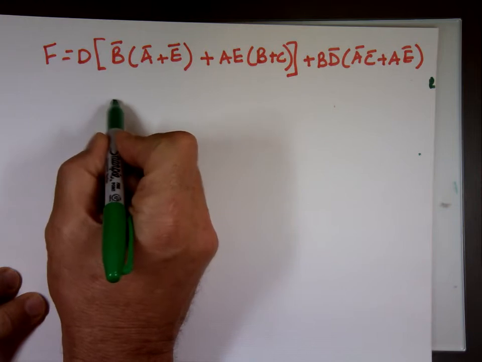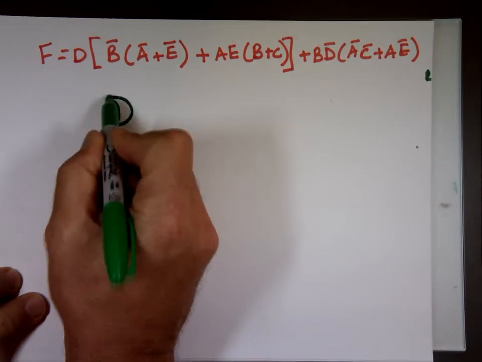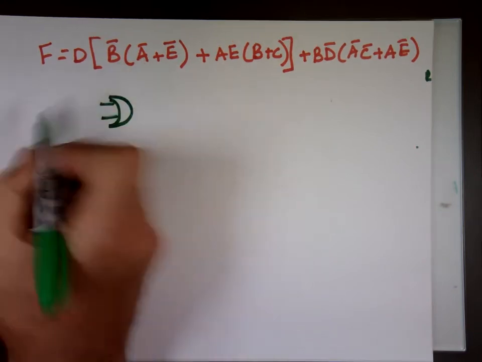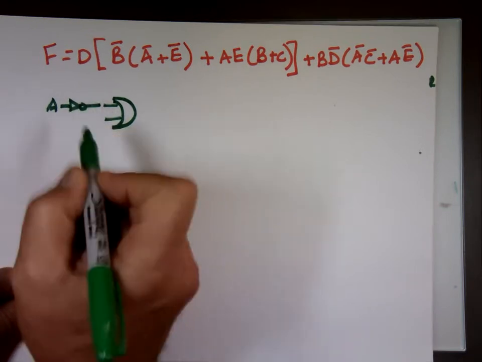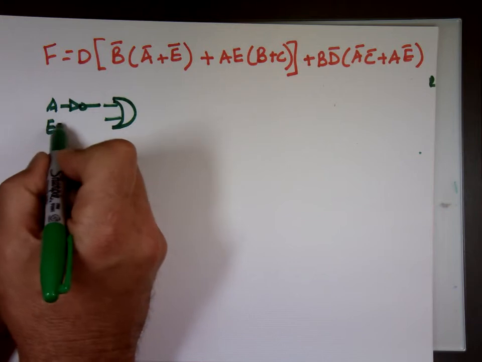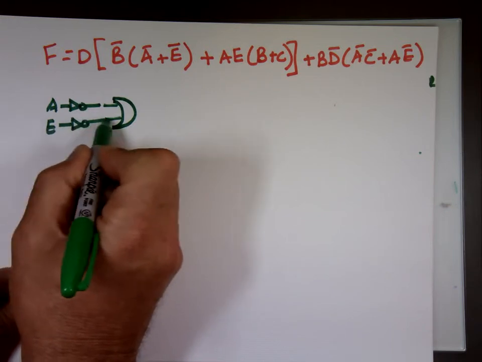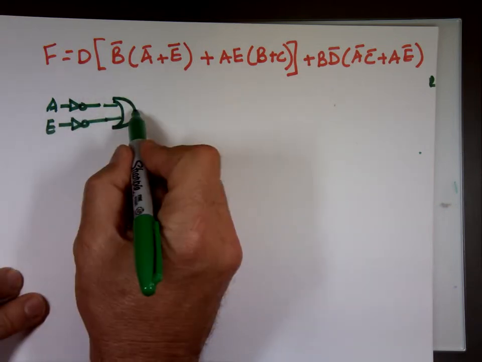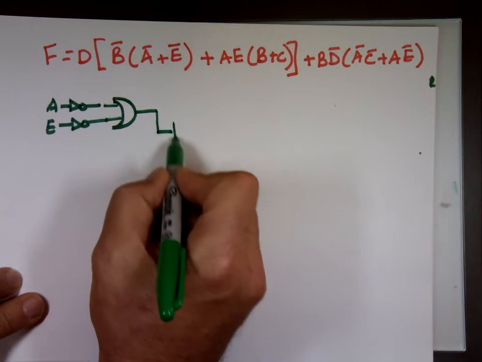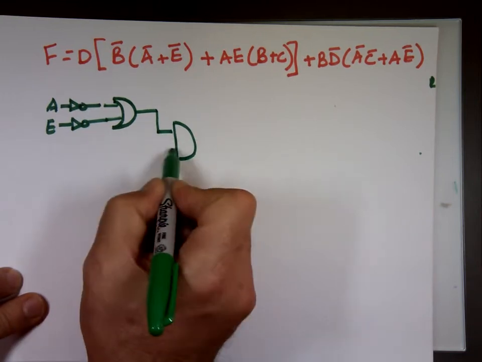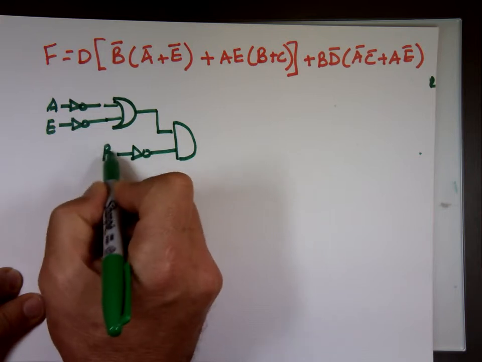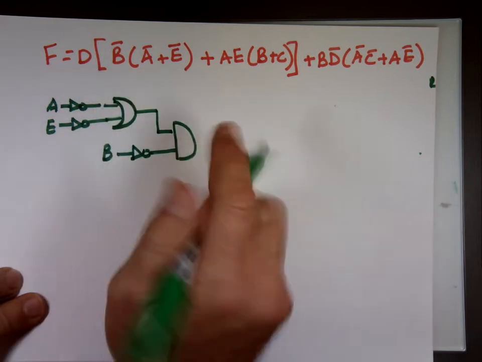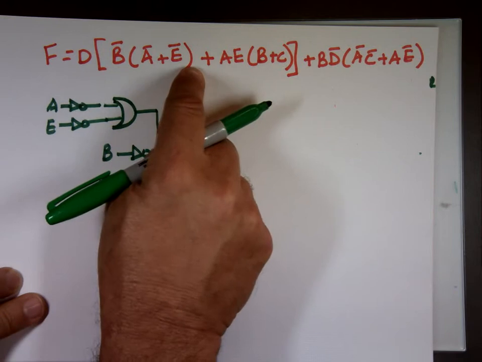We have an OR gate. Now, if you want to do a NOT gate as a NOT gate, that's fine. That's A. That's E with the NOT. That's the OR gate. The result is what? AND it with a B, NOT. That's this gate right here. The result here is this one.